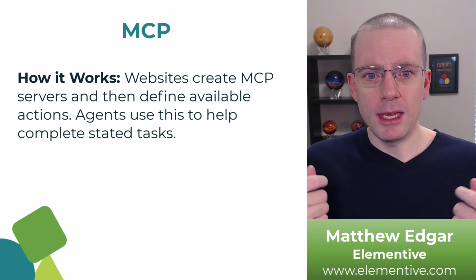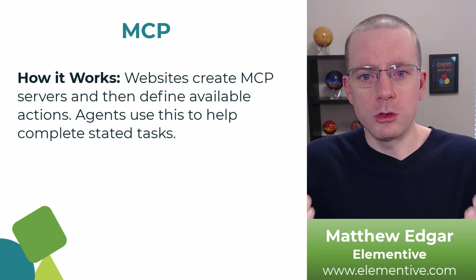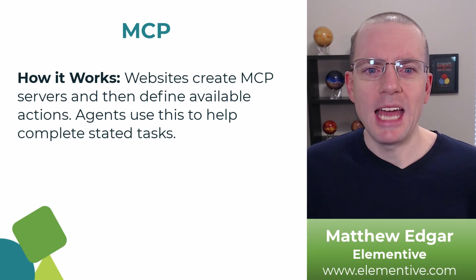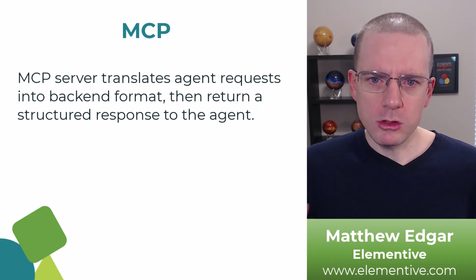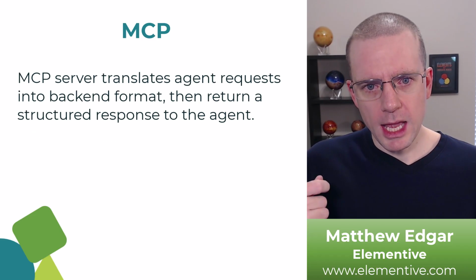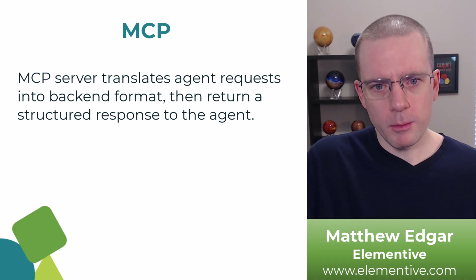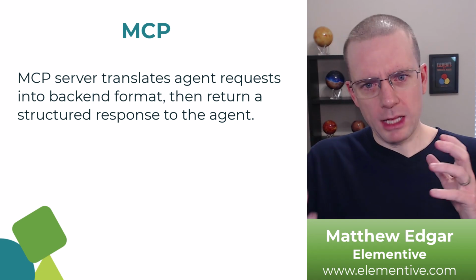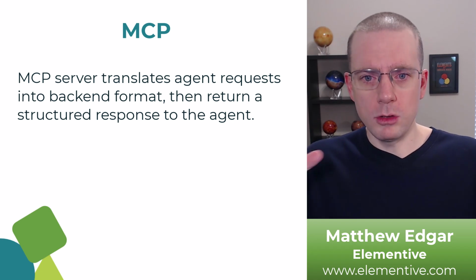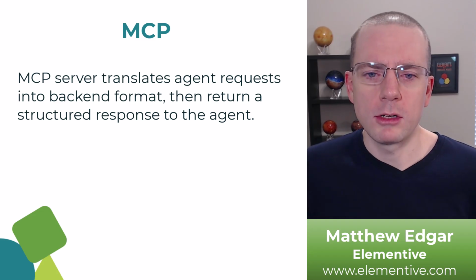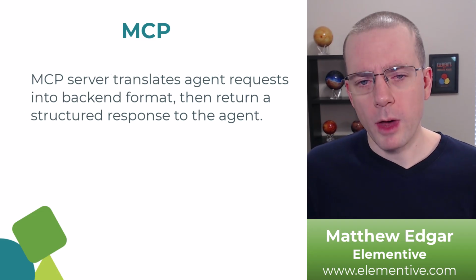So that might be a protocol for how do you search products on this website, or how do you actually perform some kind of task. The MCP server is then going to translate the AI agent's standardized requests into the site's backend format. And so it becomes this translation layer between these two different things. And then the server is going to return a structured response that the agent can work with.